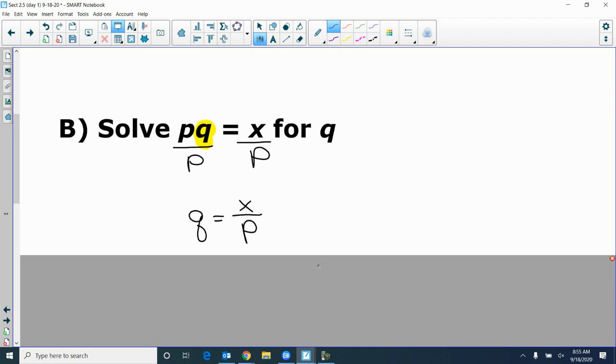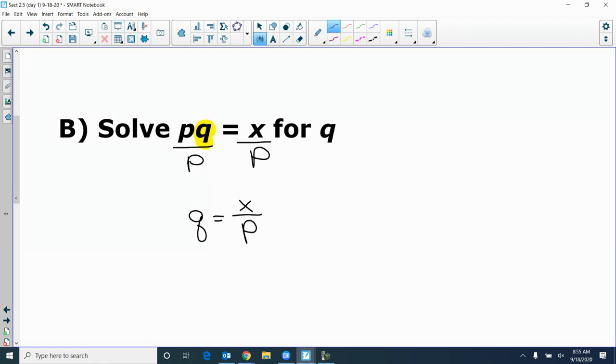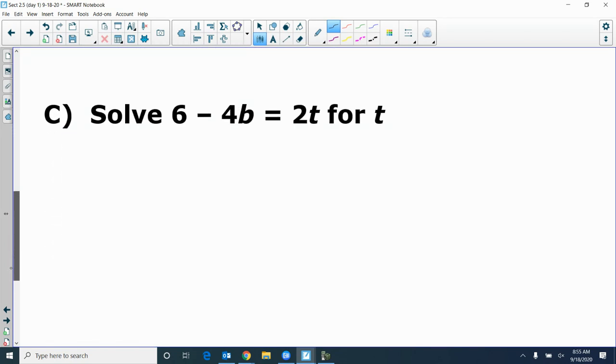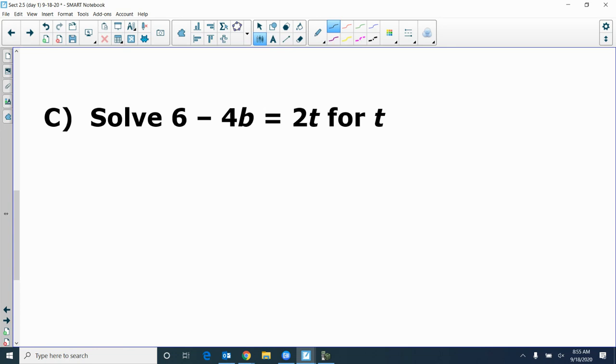Okay, so that one was one step. We just had to divide. All right, now this one isn't too bad. So 6 minus 4b equals 2t. Now put in that letter t in the blank, so you identify what you're solving for. Now how do I get the t by itself?